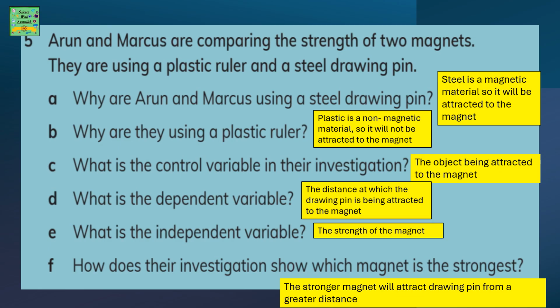What is the control variable in this experiment? It's the object that is being attracted to the magnet. What is the dependent variable? The distance at which the drawing pin is being attracted to the magnet. What is the independent variable? The strength of the magnet. How does their investigation show which magnet is the strongest? The stronger magnet will attract the drawing pin from a greater distance.